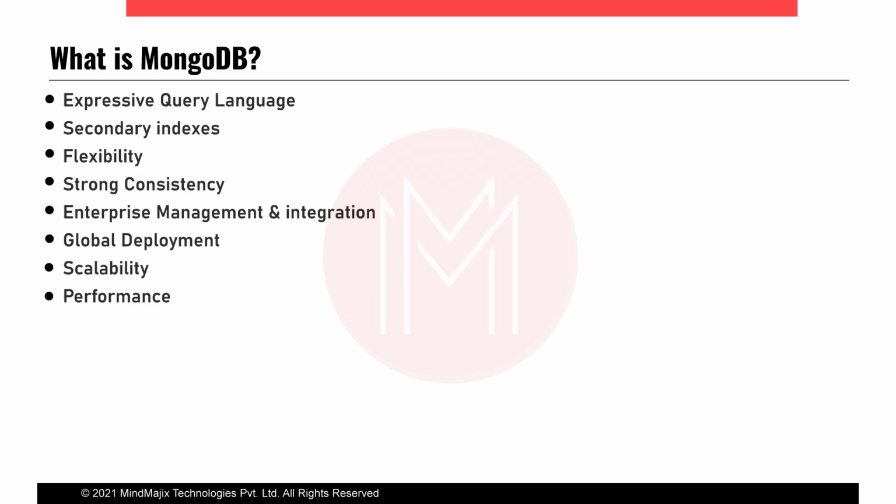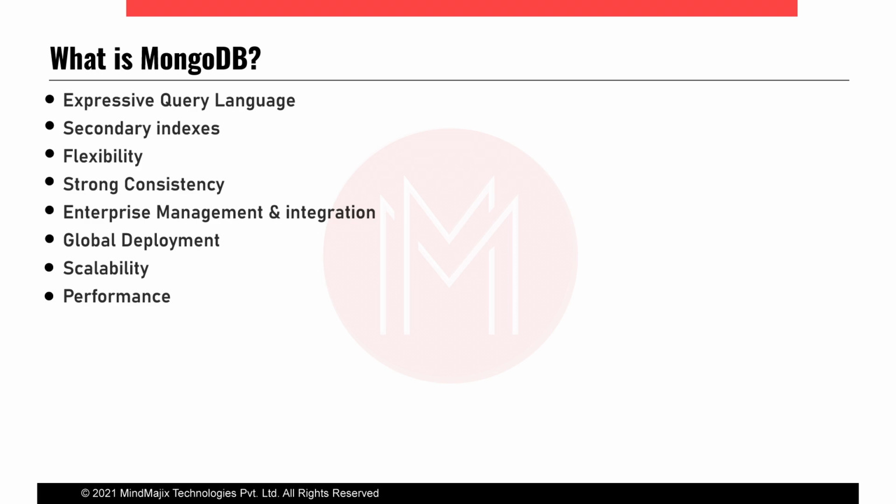Then global deployment. Global deployment means if we have MongoDB on our local system and we want to integrate it with internet facilities, it will be supported in different environments, for example, different operating systems, different web servers and web engines, and different technologies. MongoDB will be comfortable with the different environments.